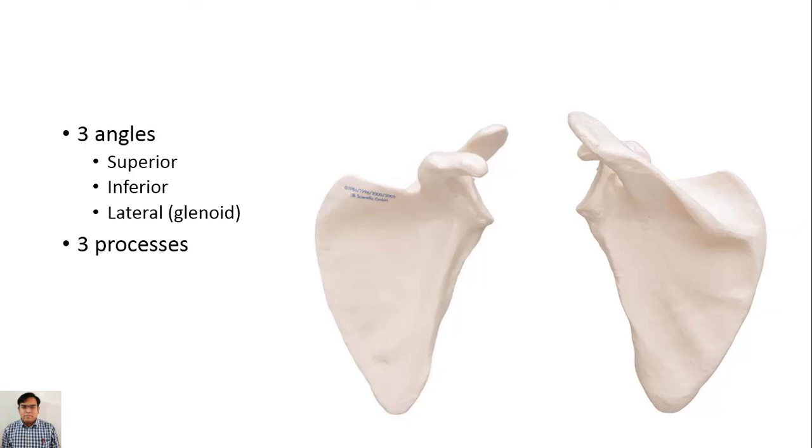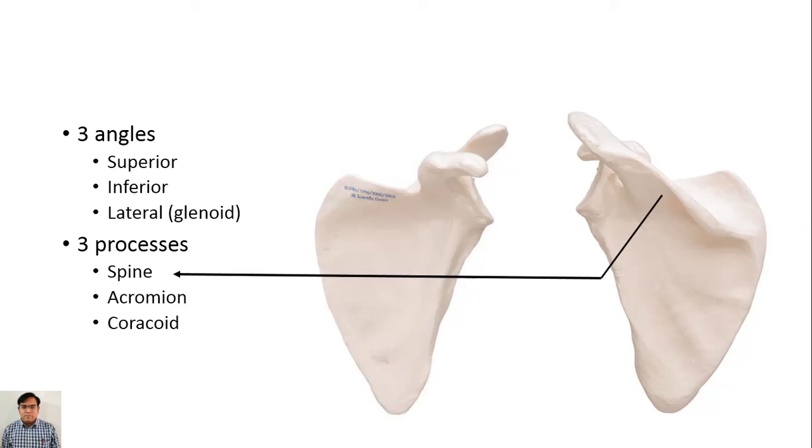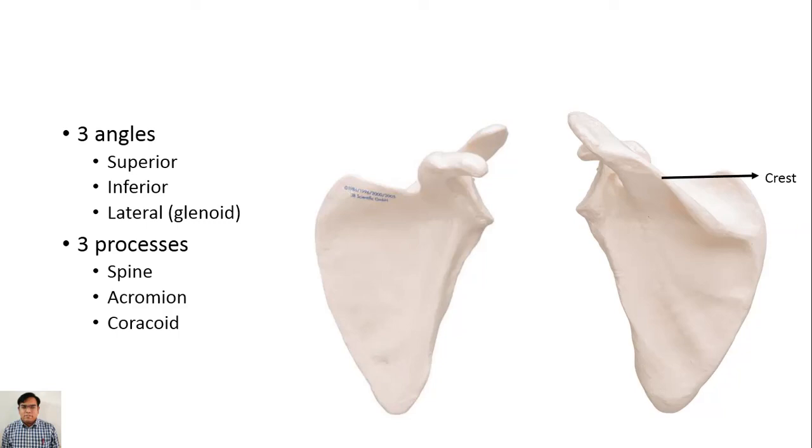Now scapula has three processes: spine or spinous process, acromion process and coracoid process. This is the spine on the dorsal surface, and the spine has a posterior thick border called the crest. This crest has upper and lower borders. The upper border is called the upper lip, while the lower border is called the lower lip of the crest of the scapula.